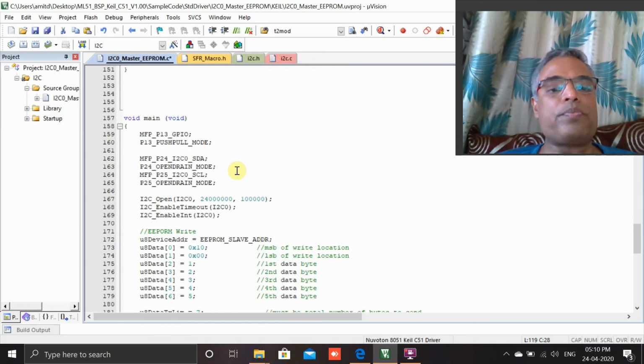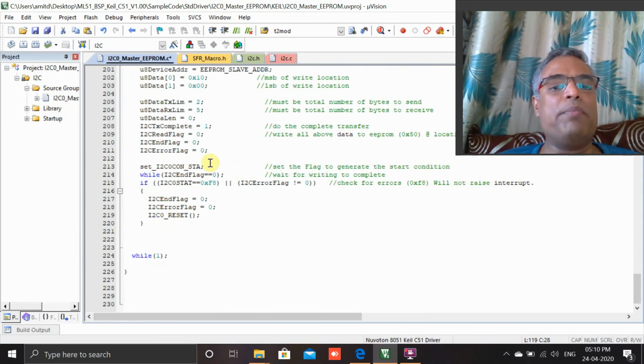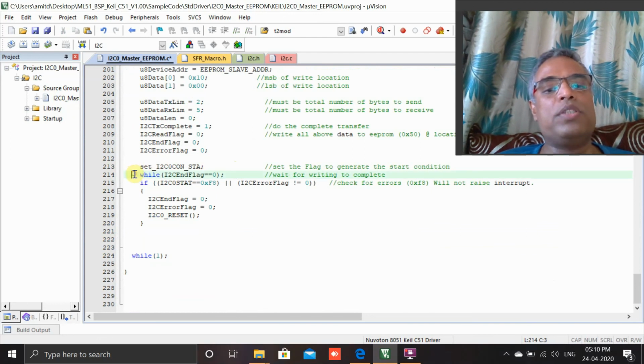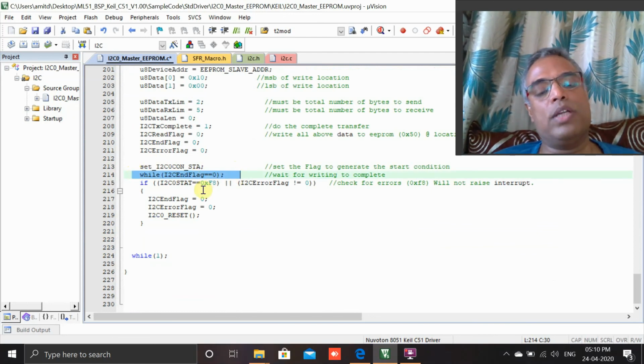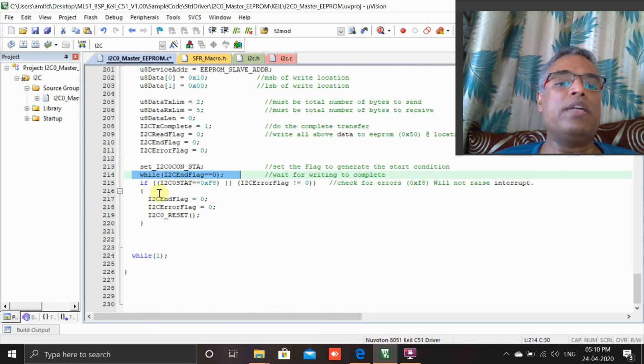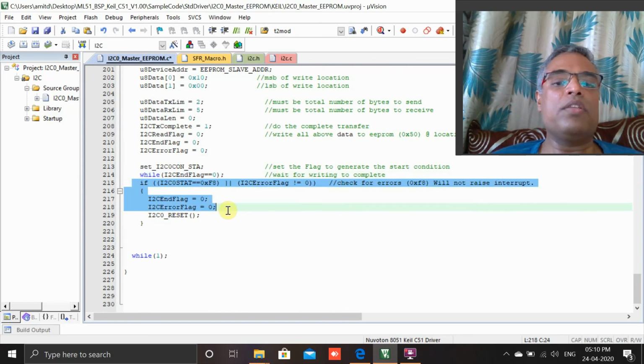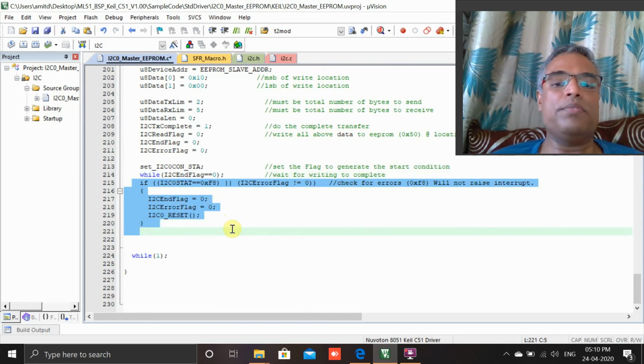So once this is done, we come here and we will proceed. Code will move on from here because it was waiting. Now this becomes 1, so code comes down and we have received our data in the buffer. Again, we just clear all the variables and reset the I2C.